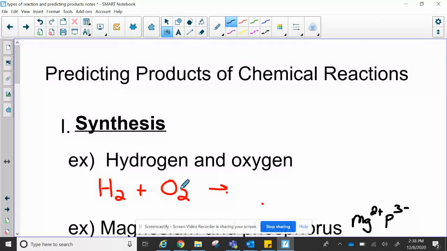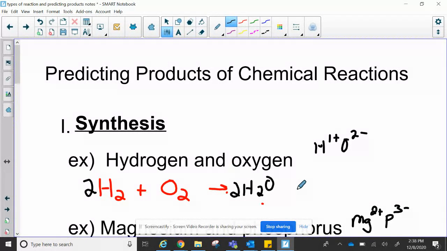So all we're going to do for our product is we know that these are going to synthesize. They're going to be put together. So we have hydrogen with a 1 plus charge. We have oxygen with a 2 minus charge. So that makes this H2O. So two elements became one product, one compound. We do have to balance everything. If you leave anything unbalanced at this point, it's just going to get marked wrong. So always remember to balance your equations.